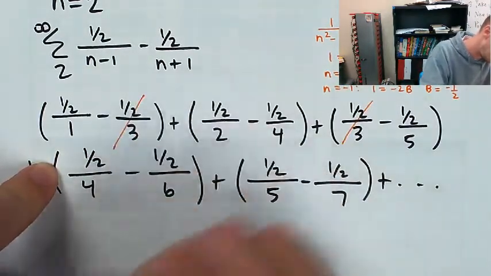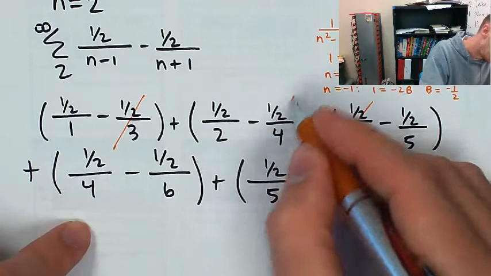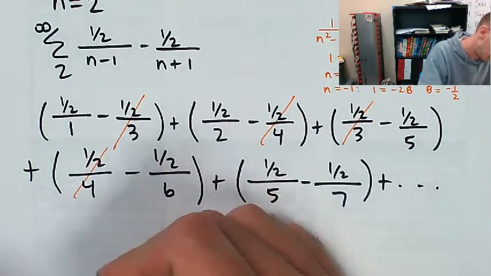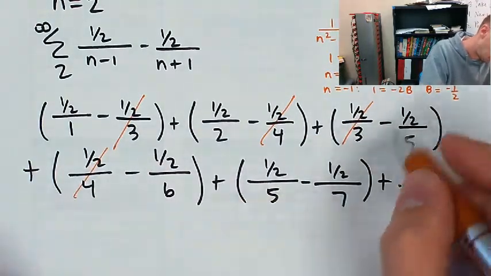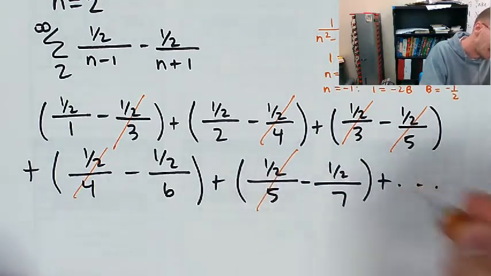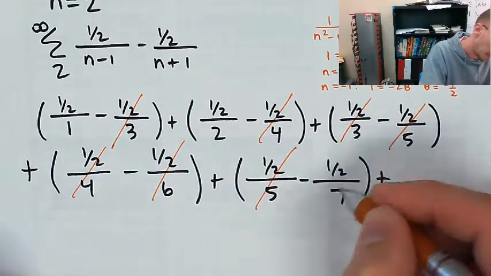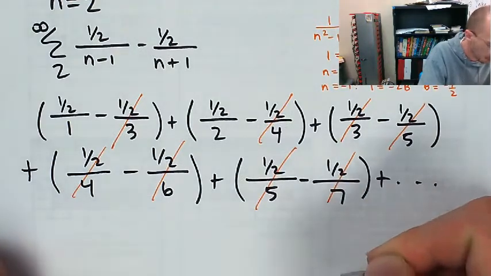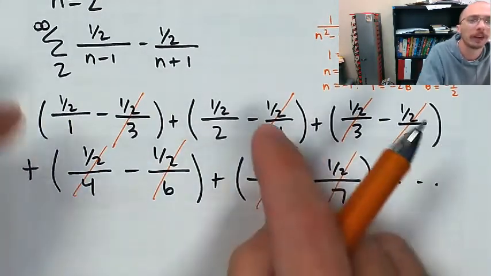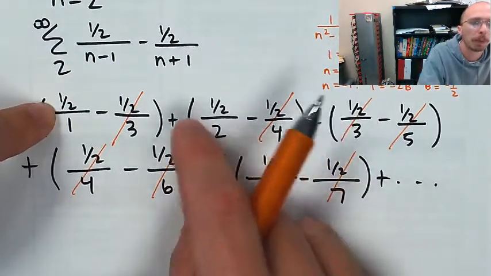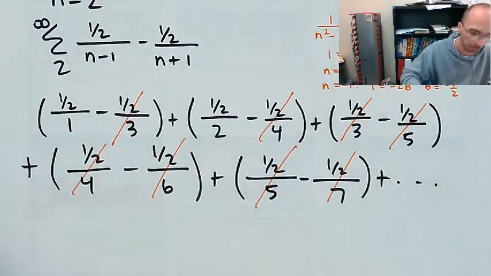Positive 1/2 divided by 3, negative 1/2 divided by 3. Negative 1/2 divided by 4, positive 1/2 divided by 4. The 5s, they're going to cancel off. Later on, I'm going to get a positive 1/2 over 6 and a positive 1/2 over 7. So those are all gone. Everything is gone except for these. So I've got a half plus a fourth is going to equal 3/4.